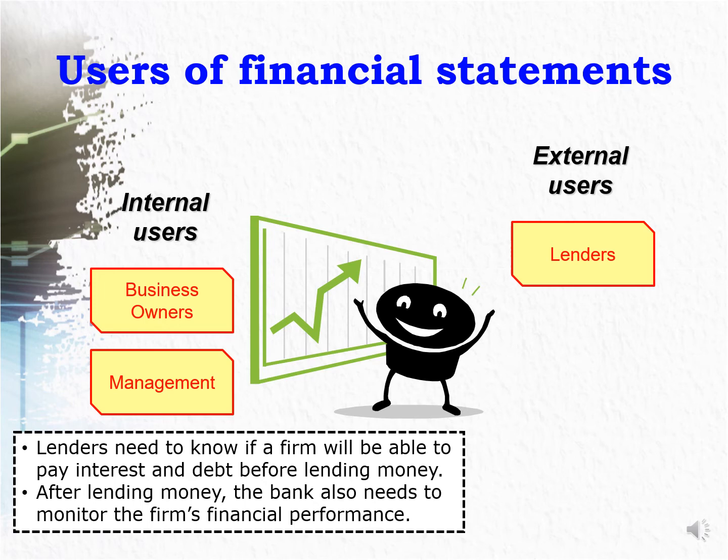After lending the money, the bank also needs to monitor the firm's financial performance. For example, if the business gets a loss this year, the bank may think that the business is very risky, so they will call back the loan immediately and ask the company to repay the money as soon as possible. So the external user, the lender, will see the financial statement.